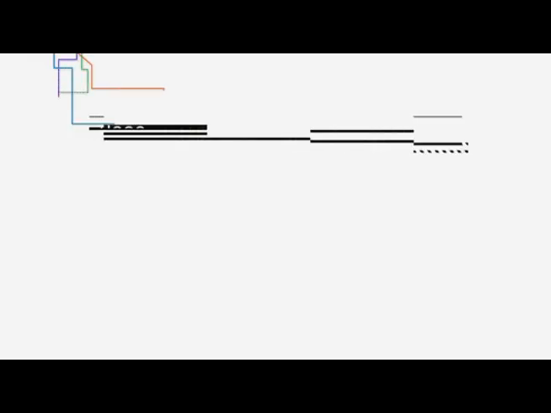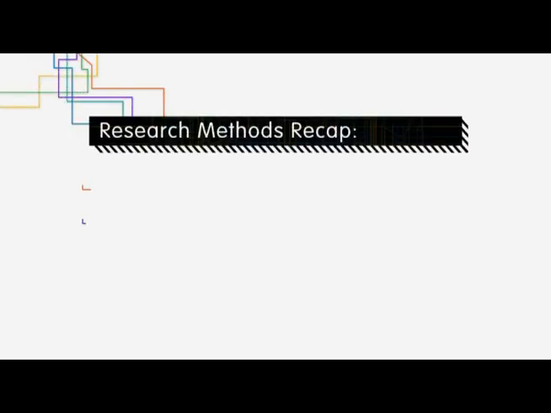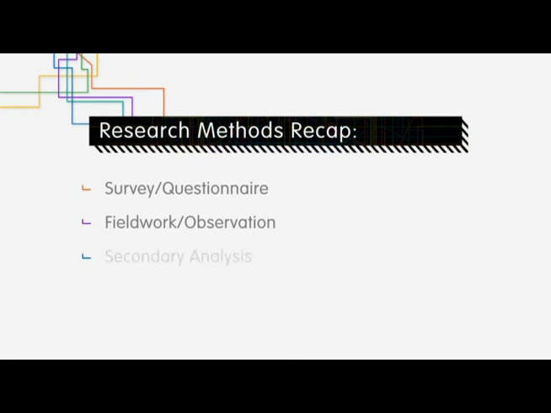So when you go to do a study, there are three main methods that sociologists consider in trying to get the information. You can use a survey, a questionnaire. You can go out and observe the people in the interaction, or you can use secondary analysis of data that's already been collected.